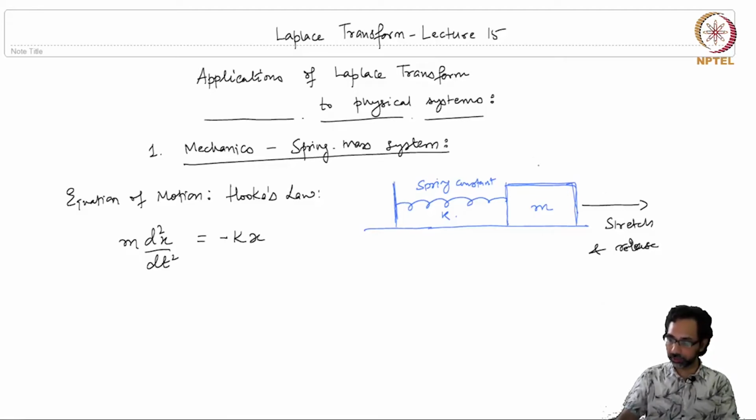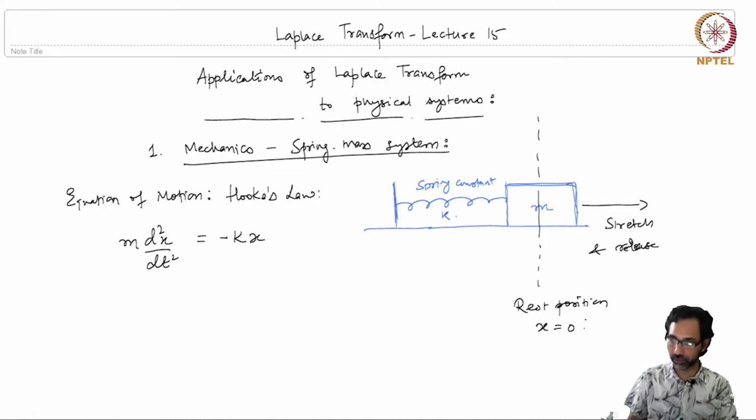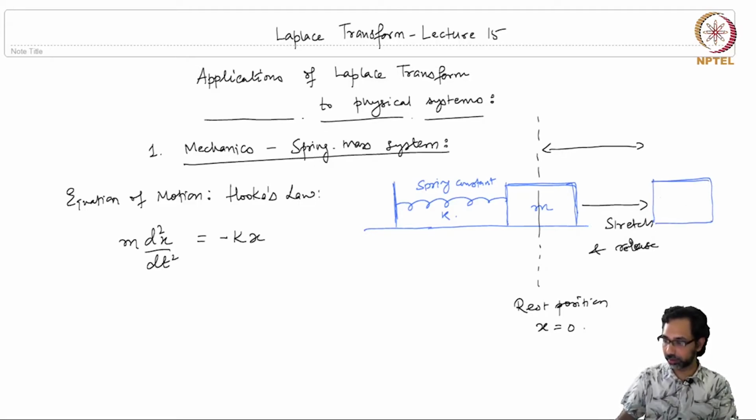So if you displace from the rest position, this is the rest position corresponding to x equals 0. So x is the displacement. Suppose that your new position is here, and from this point to this point, this is your x. This is the displacement x.